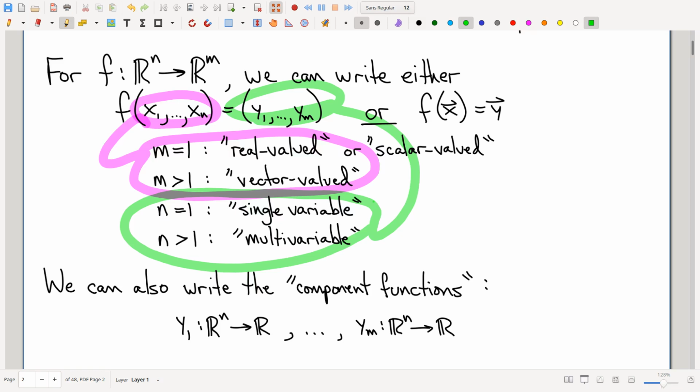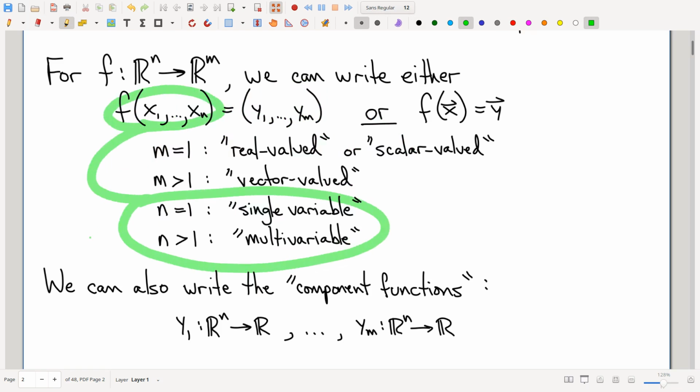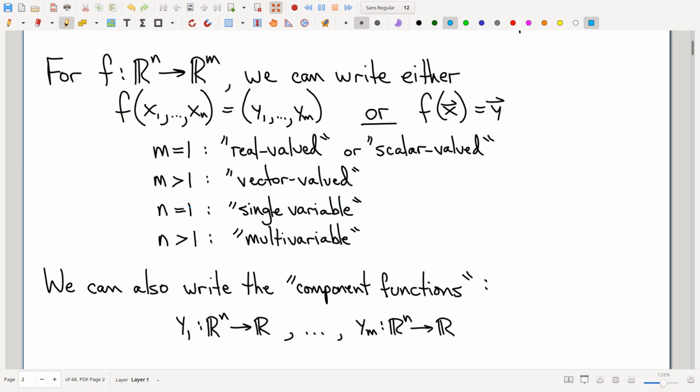I got that backwards. Let me try that again. The number of input variables. There might be one variable, there might be several input variables, and thus the terms single variable and multivariable. Sorry, I've circled the wrong things. And there might be one or several output values, thus the terms real valued and vector valued. Because what comes out might be a real number, or it might be a vector. Does that make sense? Okay. All right, read the rest of the details.